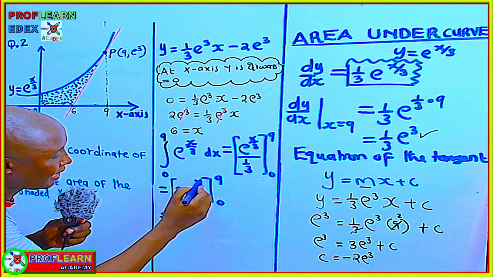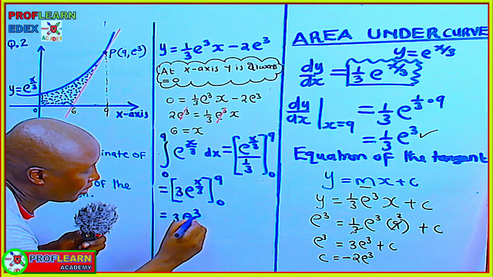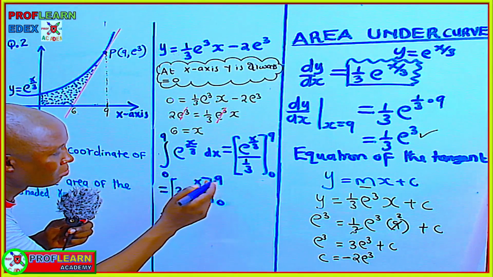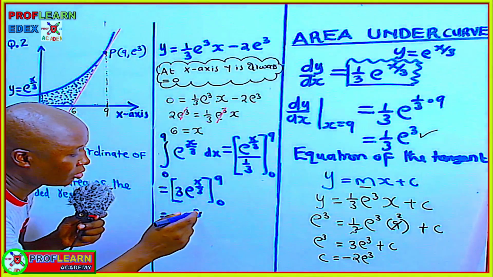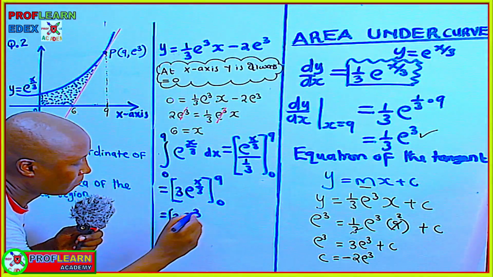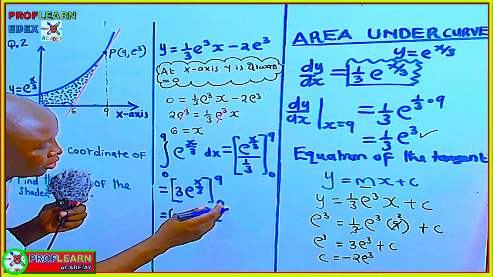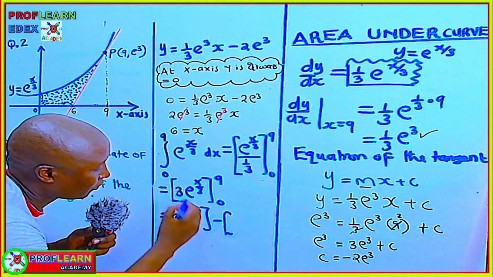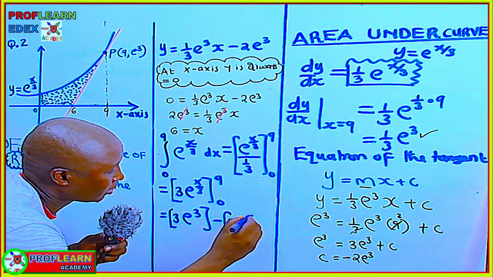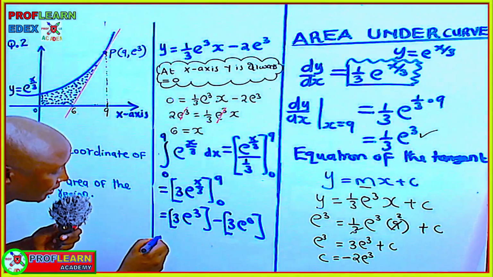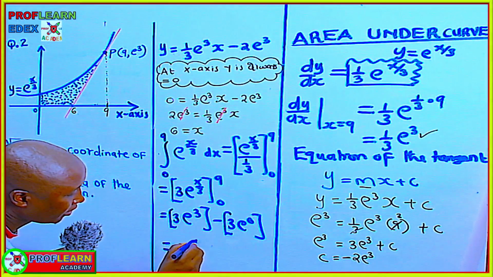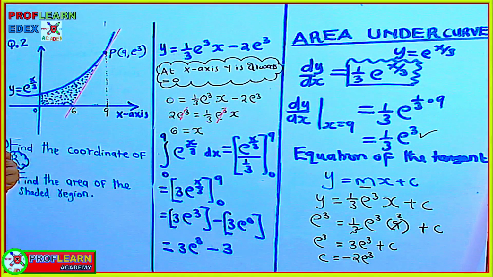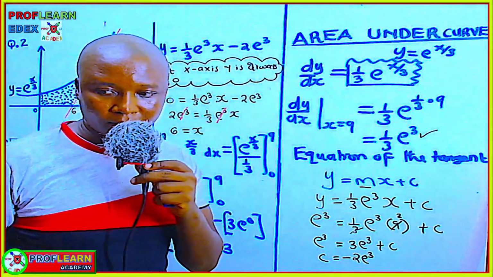If we substitute 9 here, it's going to be 3 e^(9/3), where 9 over 3 reduces to 3. Minus substituting 0, which gives 3 e^(0/3), which is 3 e^0. This means that this is 3 e^3 minus 3 e^0, and e^0 is 1. So we shall have 3 e^3 minus 3 at that given point.